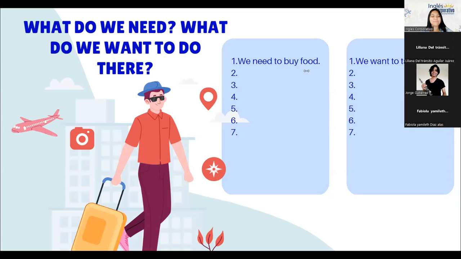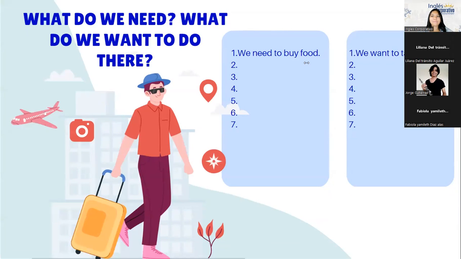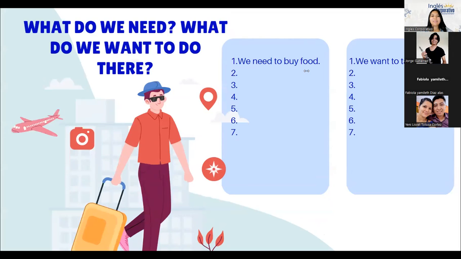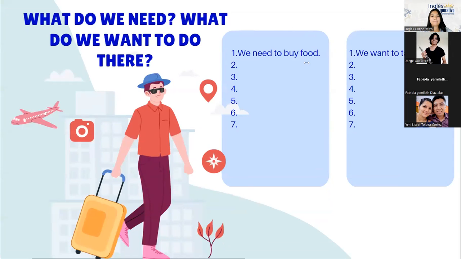We need to buy food. We need to have coffee. We need to buy tickets. We want to take pictures. We want to relax. We want to buy clothes. Okay, we want to buy pizza. Yes. We want to take a shower. We want to visit Pompeii ruins and the Venezia Canal. Venice. We want to visit Rome to finish the tour.